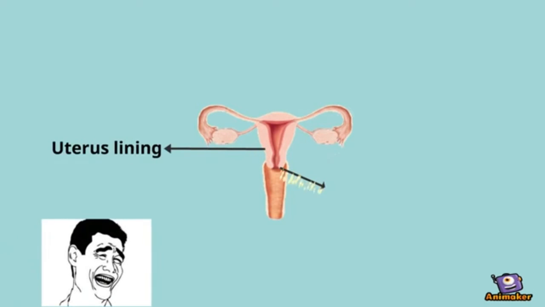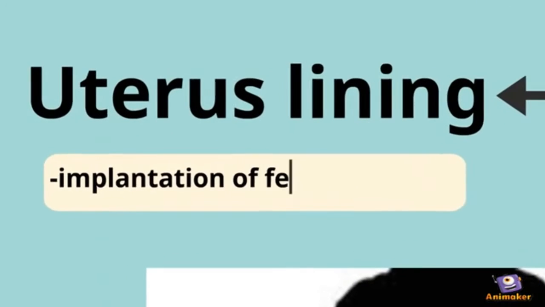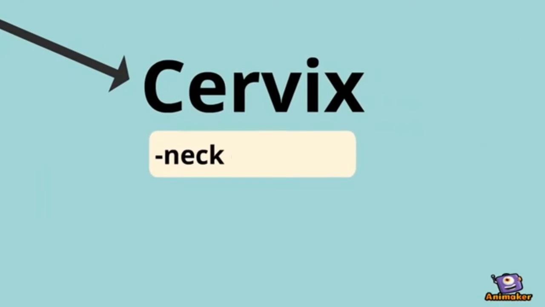Next, implantation of the fertilized ovum occurs at the uterus lining while the cervix serves as the neck of the uterus.